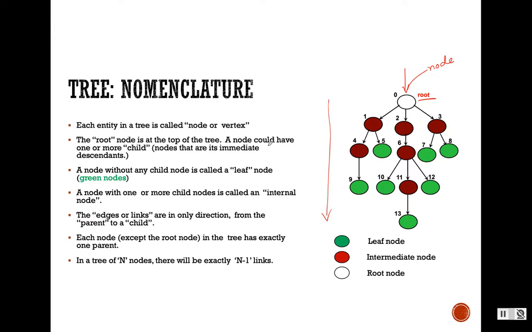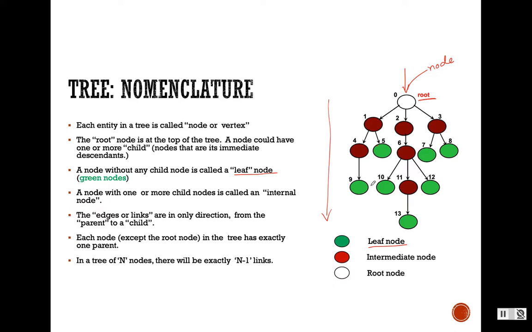Each node can have one or more children, and also there could be some nodes that don't have any children. A node that doesn't have any child is known as a leaf node. In this example you can see a couple of nodes marked in green: 9, 15, 10, 12, 13, 7 and 8. They don't have any children. So if a node doesn't have any children, it is known as a leaf node.